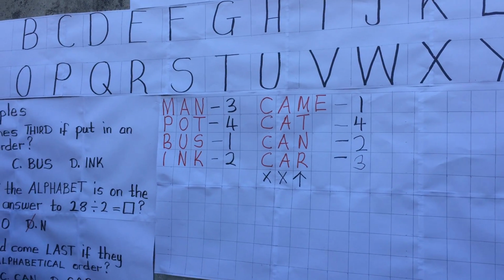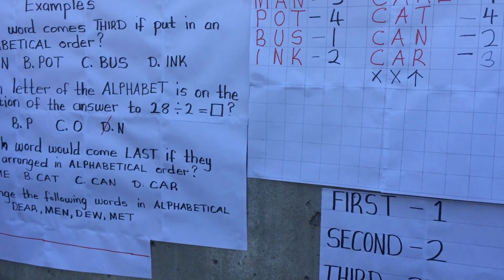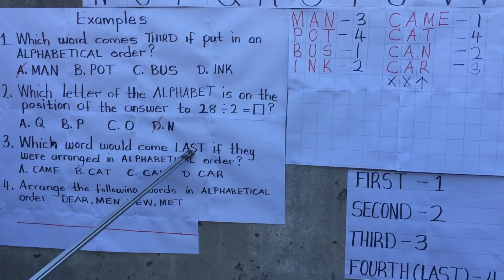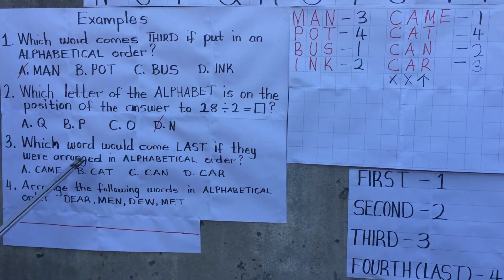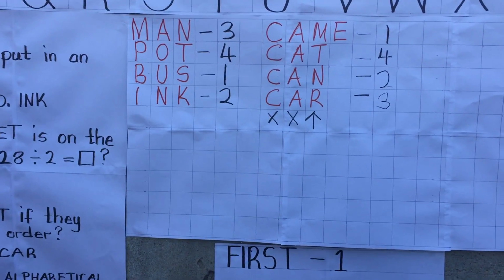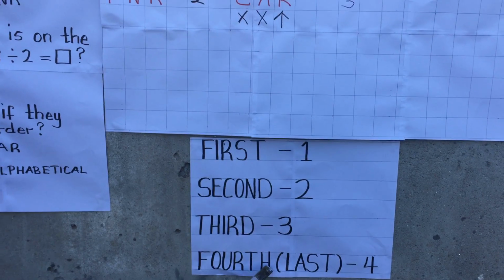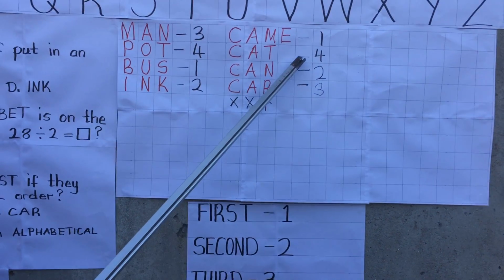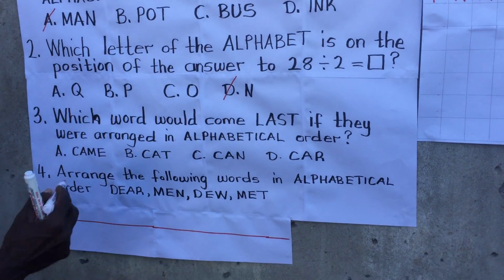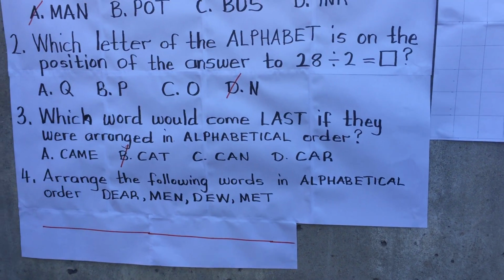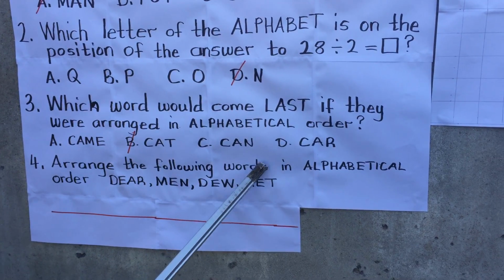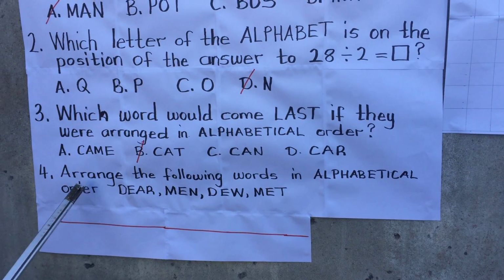What is our question again? Let's quickly look at our question. It's talking about which word? Which word would come last if they were arranged in alphabetical order? Last, like I said here, is the same as fourth. So we quickly go there, which is cuts, and that is our B. That's it.